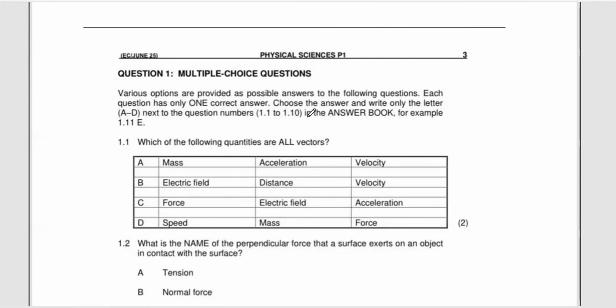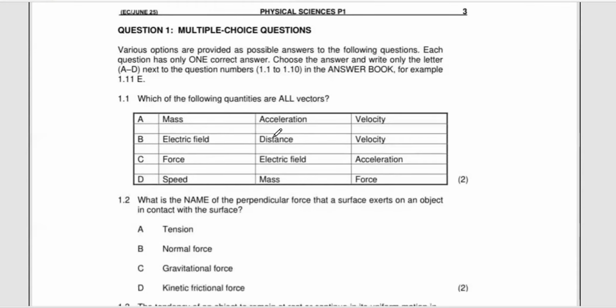So let's see, with the first question, we have the multiple choice question 1. 1.1, which one of the following quantities are all vectors? One thing we know about vectors is that 1, they must have magnitude, and 2, they must have direction. So for A, mass does not have direction. For B, electric field, distance doesn't have direction. C, it has direction and magnitude, direction and magnitude. So C would be the best option. For D, speed and mass, they all don't have direction.